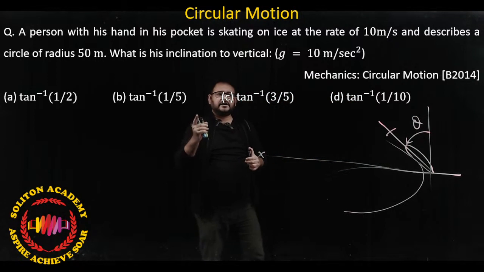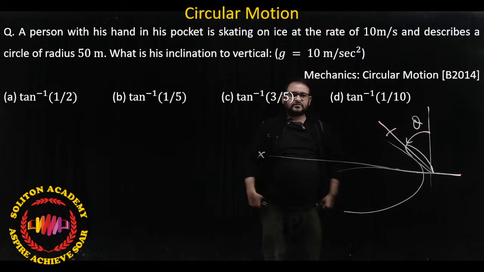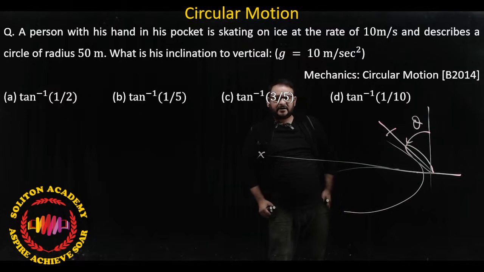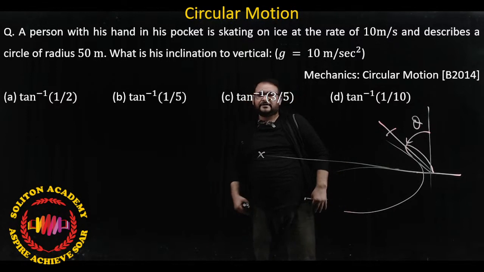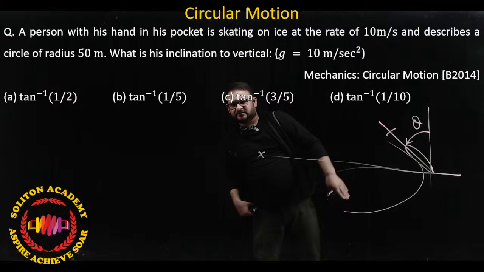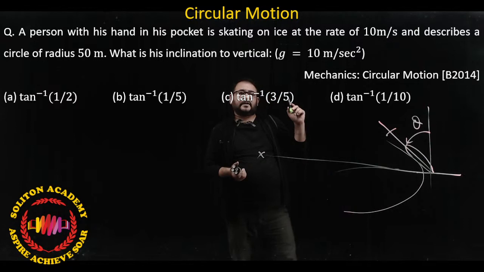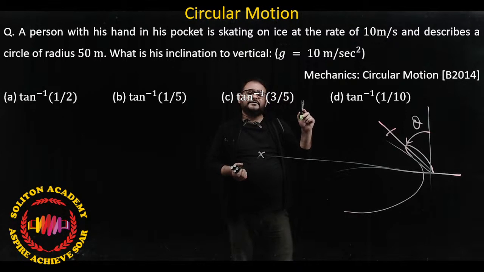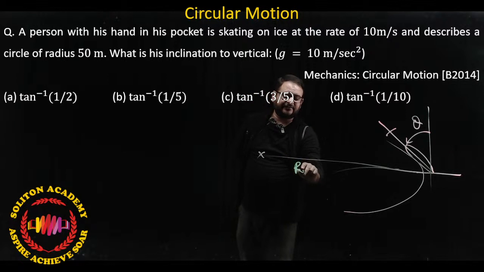अब यहाँ पे क्या कहा गया है, ये सेम एग्जैक्टली केस है। A person with his hands in pocket is on ice skating. Okay, so hands in pocket and he is doing ice skating. Okay, so he takes a sharp turn. You will see they usually tilt when they take turn. Describes a circle of radius this. So उन्होंने r दे रखा है, r is 50 meter.